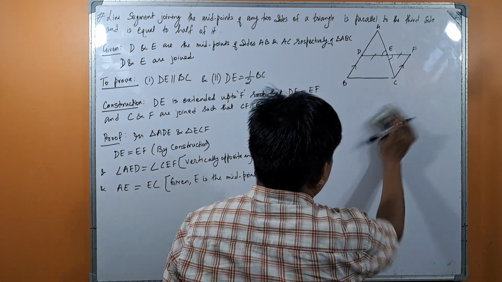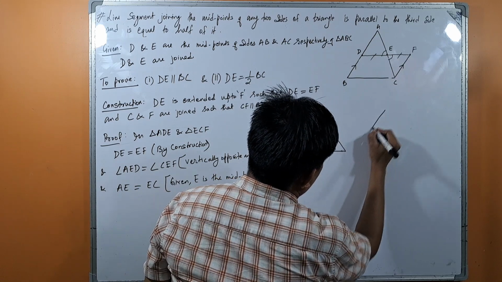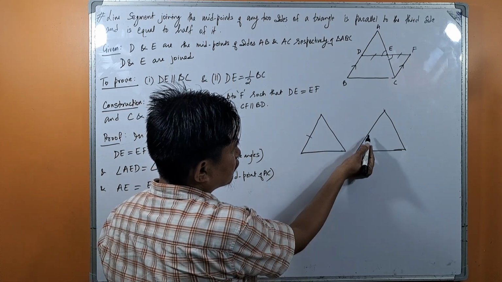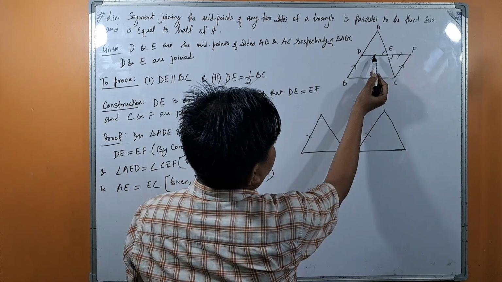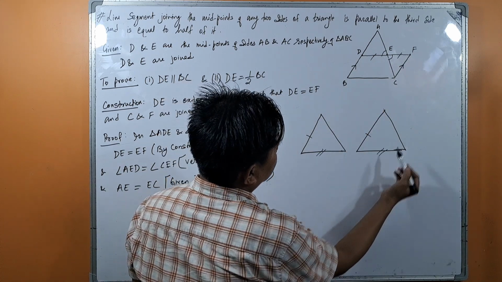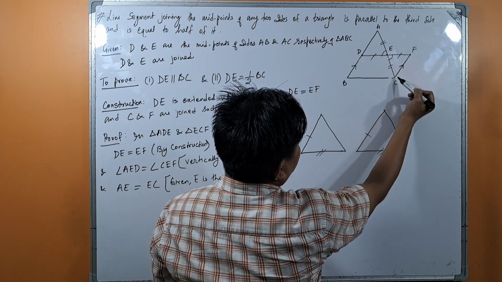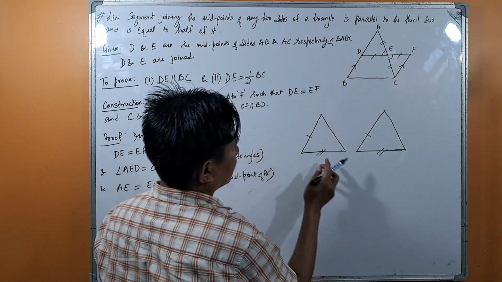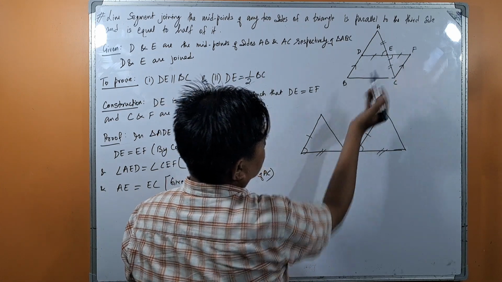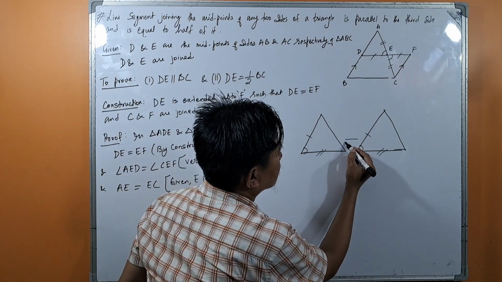Now let us see two triangles here. In these two triangles, if this side is equal to this side, and this side of triangle AED and this side of triangle CEF are equal, and if this angle is equal to this angle, then we can say these two triangles are congruent to each other. Okay, they are congruent to each other.